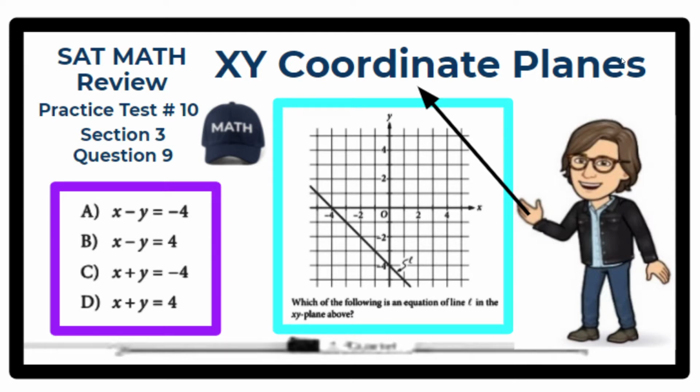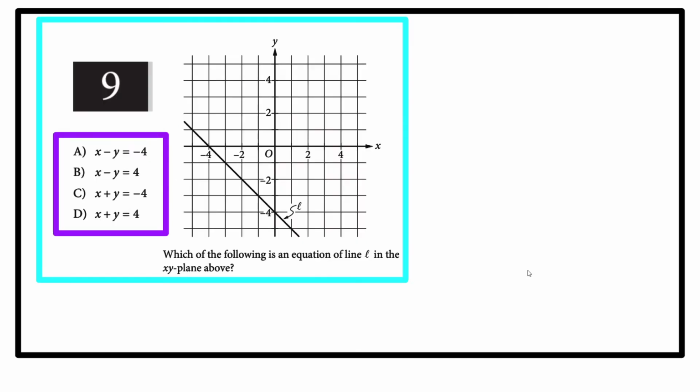My name is Jonathan. We are discussing the College Board SAT Practice Test Number 10, Section 3, Question 9, Subject XY Coordinate Planes. Which of the following is an equation of line L in the XY plane above? Choice A, x minus y equals -4. B, x minus y equals 4. C, x plus y equals -4. D, x plus y equals 4.